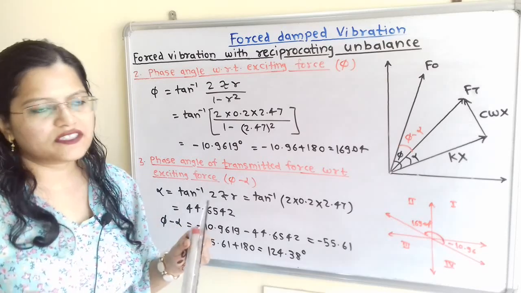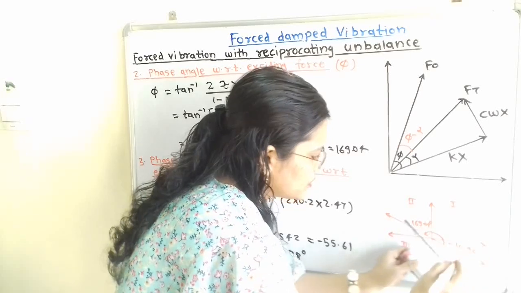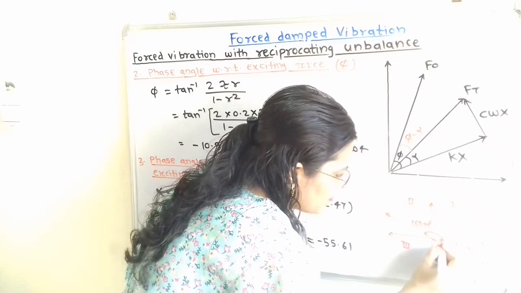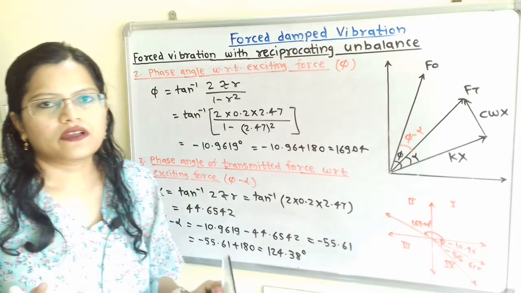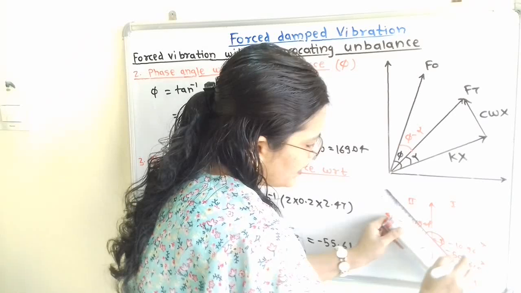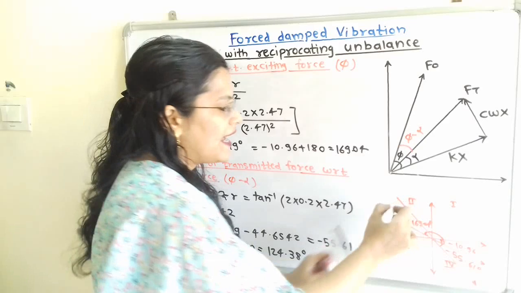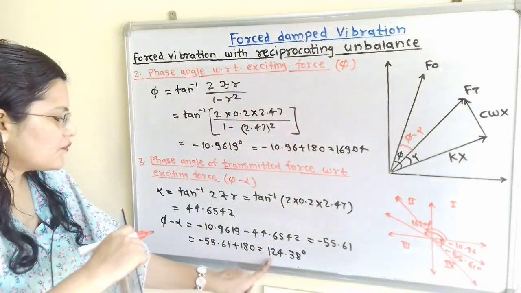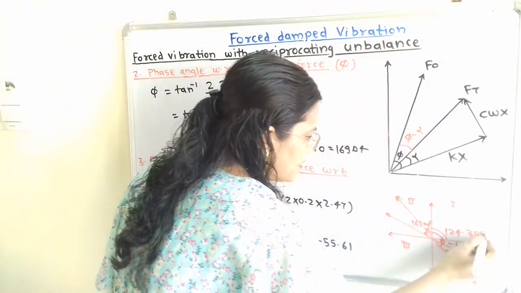Again, for minus 55.61 degree we have to take this in the clockwise direction from the positive x-axis. If I take it here, this is the angle for minus 55.61 degree. Then we have to take the opposite, adding 180 degree in the anti-clockwise direction. Then this is the angle, that is 124.38 degree.